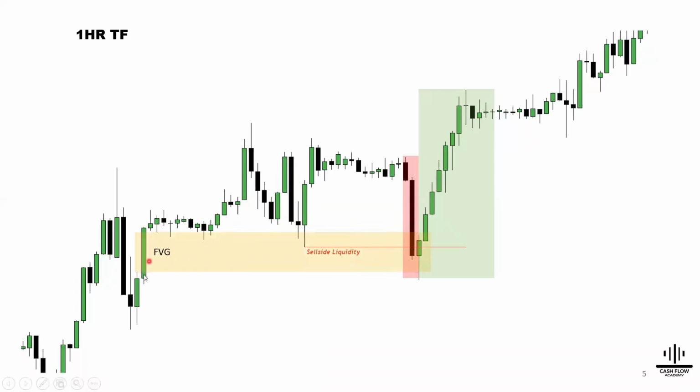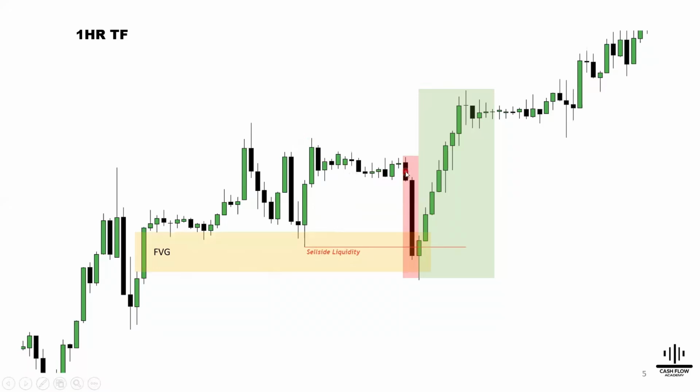There's a fair value gap. You can see how price, as it took out this liquidity, the sell side liquidity, was filling in this fair value gap. Now, this is context. You understand that price is still bullish. This high has not been taken. This high has not been taken.